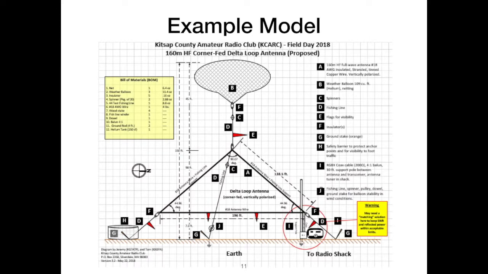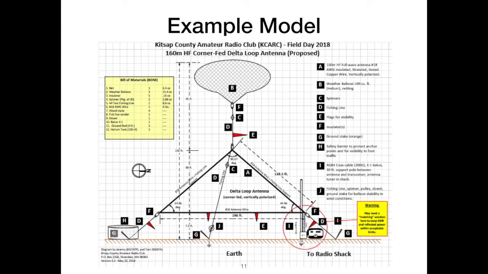So this is the drawing that we put together for the delta loop, and the wire for the antenna itself is this triangle right here. In the actual implementation, this bottom wire was roughly 7 feet off the ground. The sides were 138, 138 and a half feet long. The bottom 196 feet.